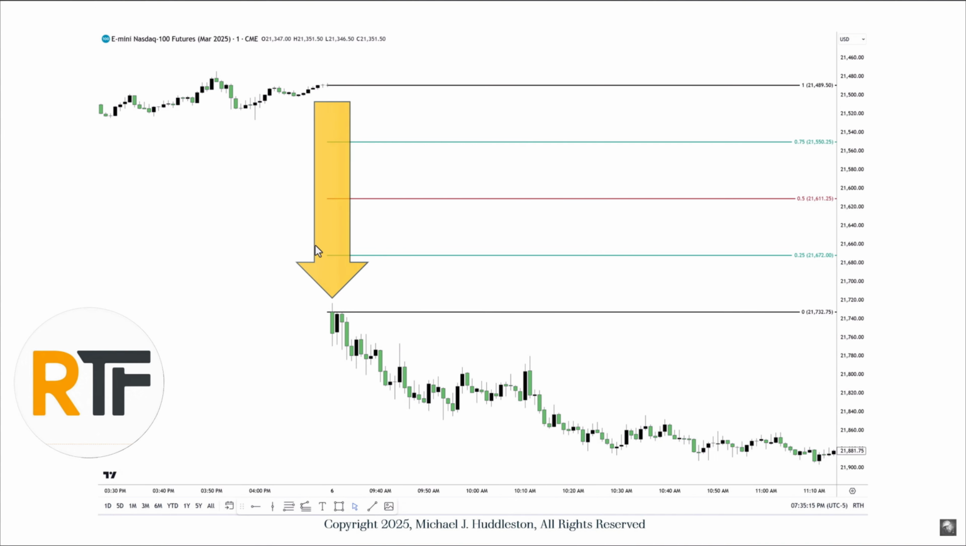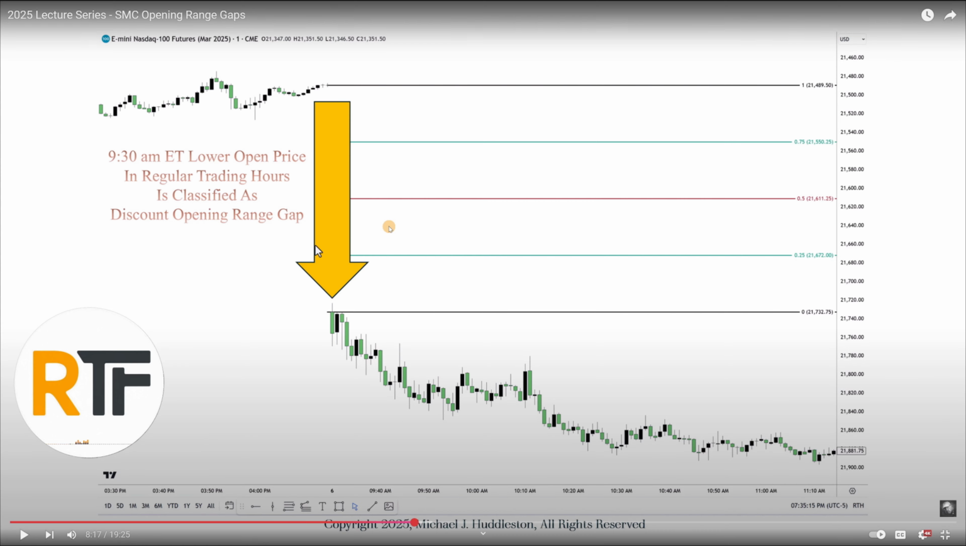This lower gap opening, when we have that at 9:30 Eastern, if that lower opening price in regular trading hours is appearing, then that is classified as a discount opening range gap. Okay, I had to stop here real quick to point out two things.